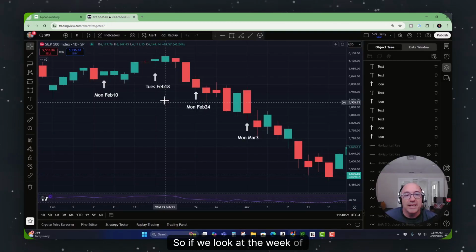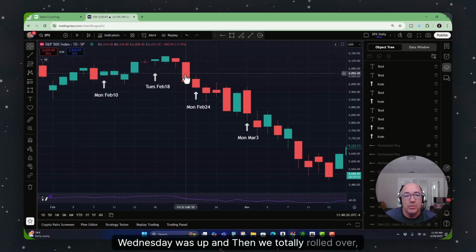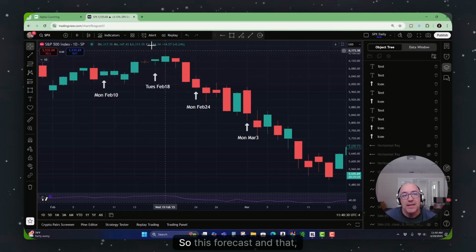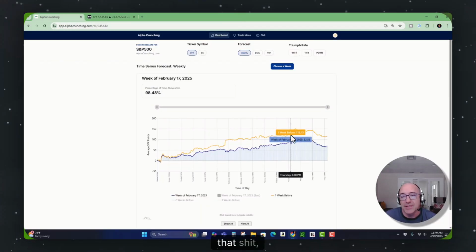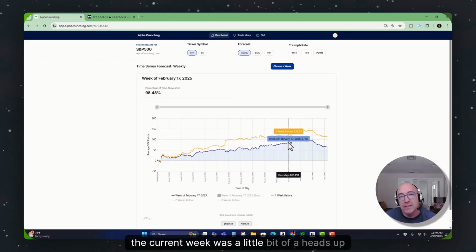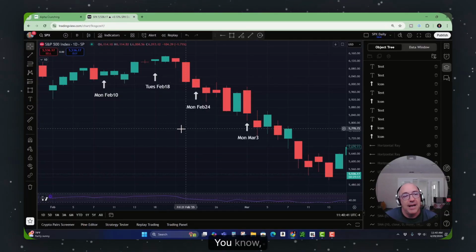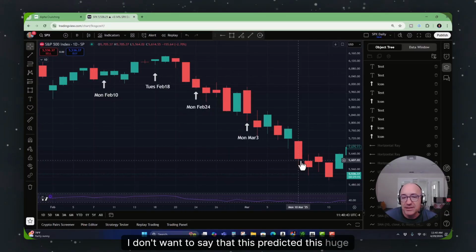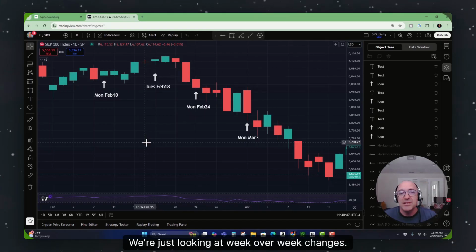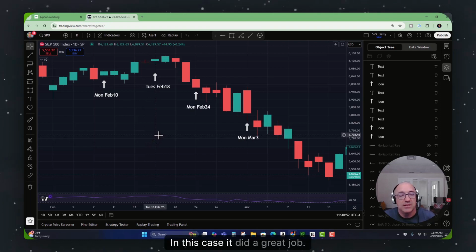So if we look at the week of that 17th, we had Tuesday, Wednesday up, and then we totally rolled over towards the end of the week. So this forecast and that weakening shift between the previous week and the current week was a little bit of a heads up that maybe we could get a pullback in the market. Now, I don't want to say that this predicted this huge downtrend. That's not what we're doing. We're just looking at week over week changes, but it's setting you up for potential trend shifts. In this case, it did a great job.